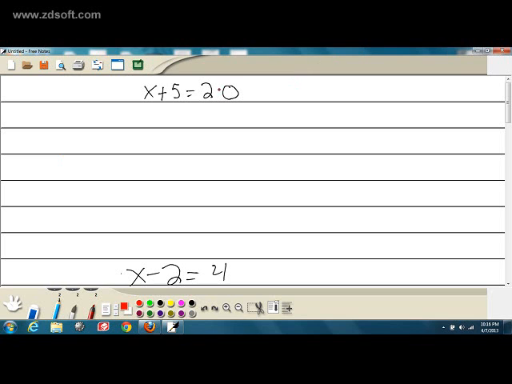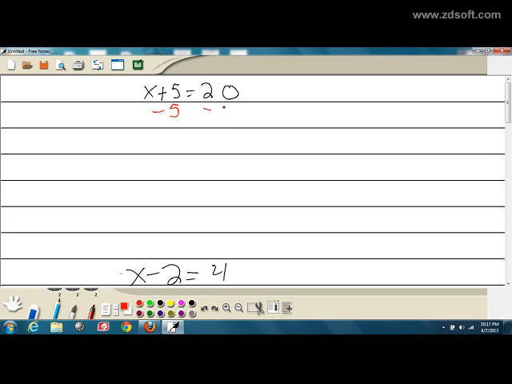So first, let's start off with a basic one. X plus 5 is equal to 20. So remember, we always have to do the opposite. So what's happening to the x? Well, what's happening to x is you're adding 5 to it. So x, or a number, plus 5 has to give you 20. So again, we always have to do the opposite. The opposite of addition is subtraction. So instead of adding 5, we have to subtract 5. So we're going to subtract 5 on both sides.